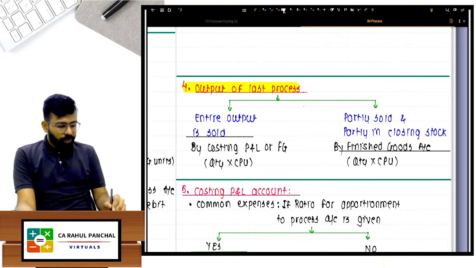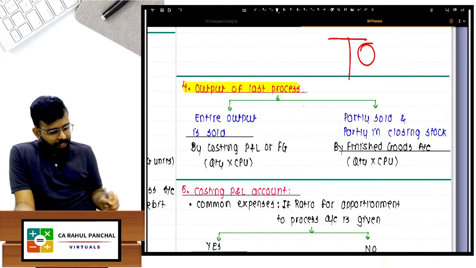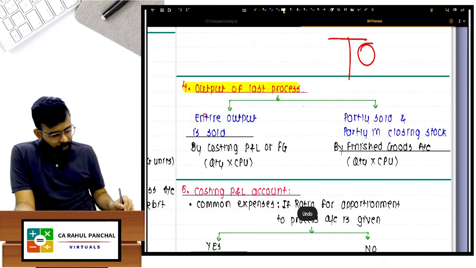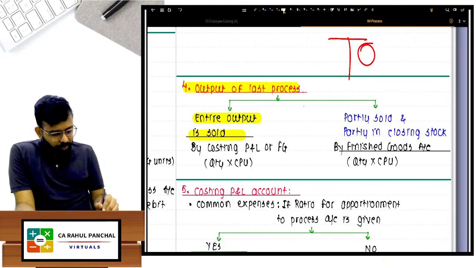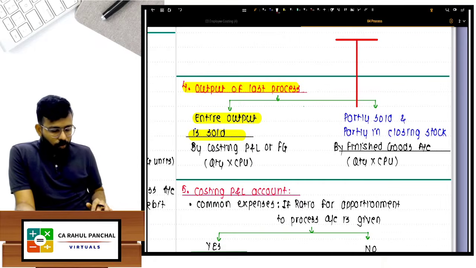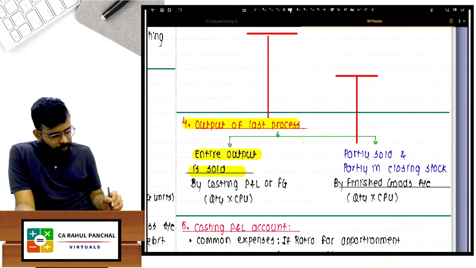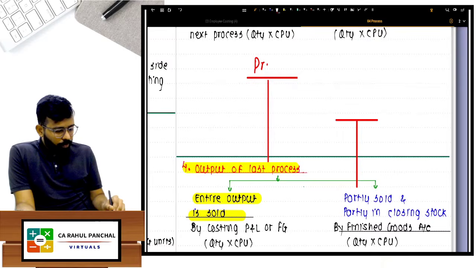If it is a last process, तो last process में वैसे entire output is transferred where? To finished goods. अच्छा, यहाँ पे दो चीजें होती है. If entire output is sold, then you have a choice. You can transfer it to the finished goods, but it won't make sense अगर ऐसे बताओ तो सुनो. Opening closing वैसे तो ऐसा होता है. This is your process account. Let us say process 3, last process. It has produced 100 units.